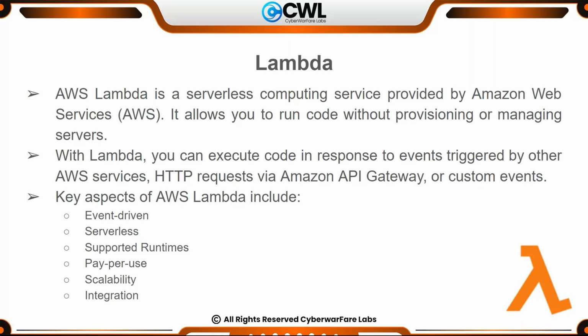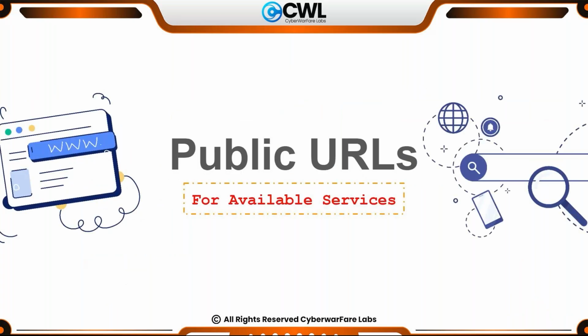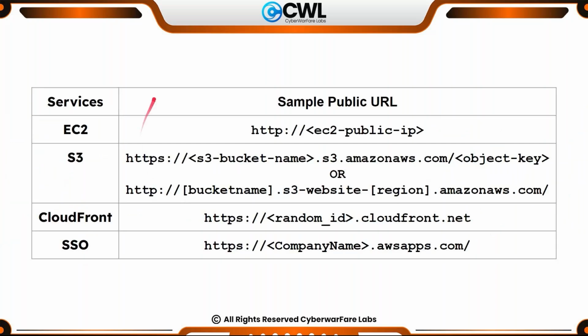So now let's proceed to the next segment, which involves exploring publicly available URLs. These are the services which you can see here. We have public URLs for them. These services come with publicly accessible URLs. As you can see here, for EC2, we have a structure like EC2 public IP. For S3, we have two types of structures. In the first, we have the bucket name .s3.amazonaws.com, and you can also add the object key here, which will be present in the bucket.